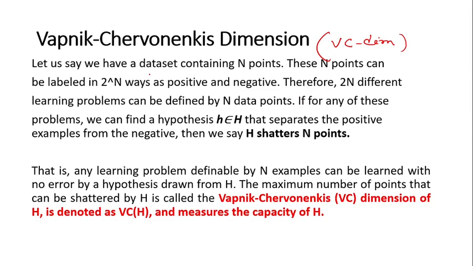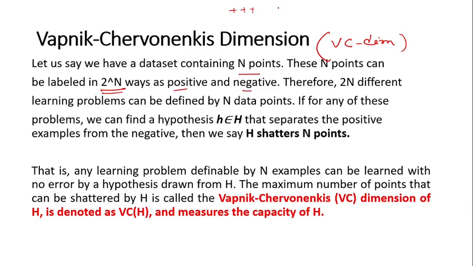Let us say we have a data set containing n points. These n points can be labeled in 2 to the power n ways, which is true. If you have n points, we can label them in 2 to the power n ways. So if you have 3 points, we can label them in 2 to the power 3, 8 ways, okay? As positive and negative, right?